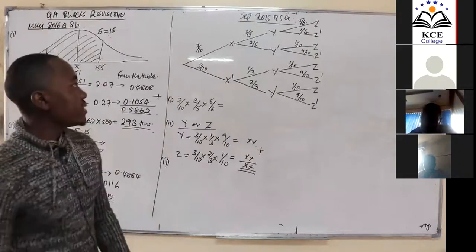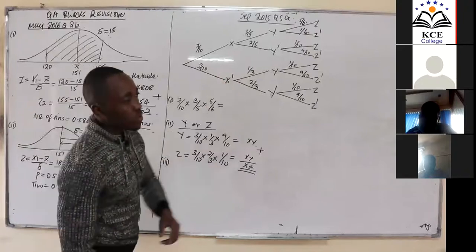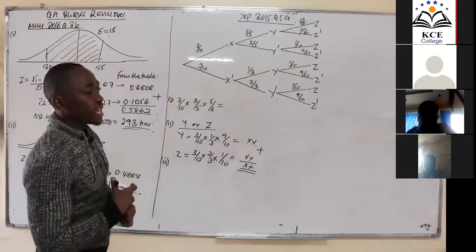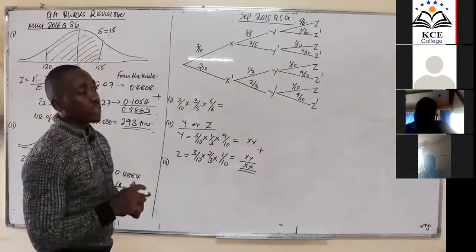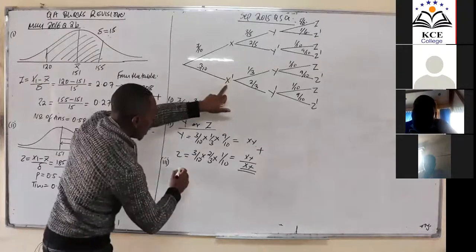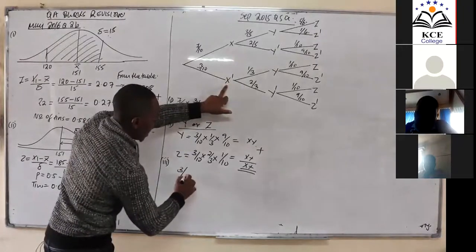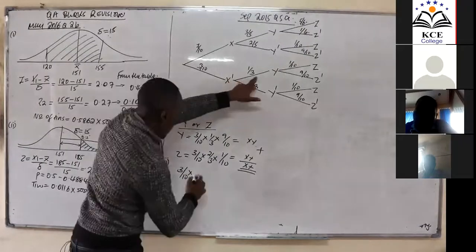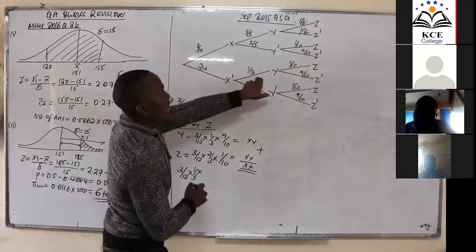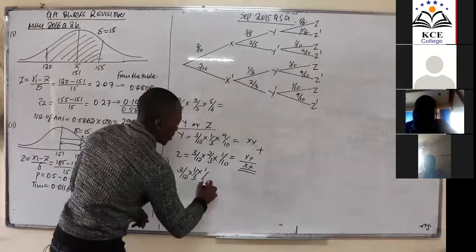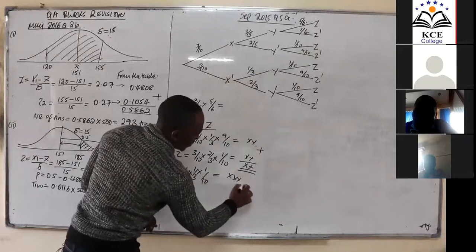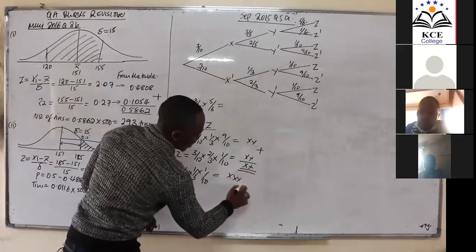Y and Z. So if Y and Z are in good working condition, that means X was not in good working. So X is not in good working condition. So you take 3 over 10, but Y is in good working condition as well as Z is in good working condition, and you get your probability. So you can take a screenshot now.